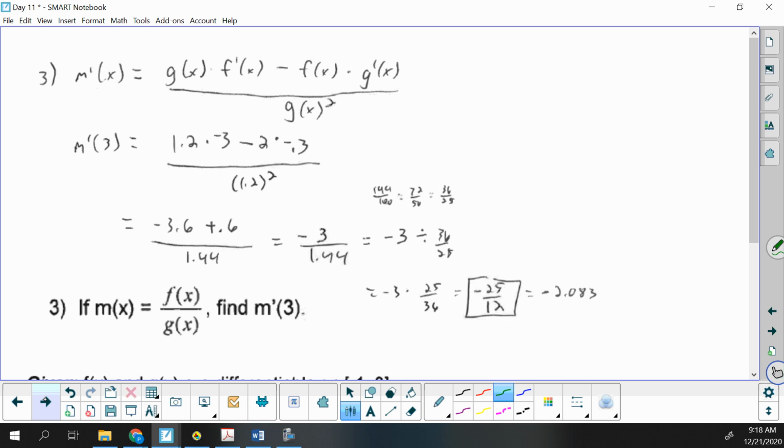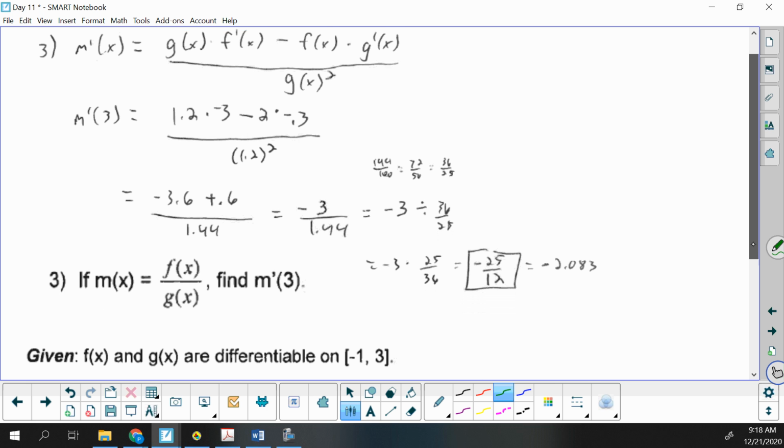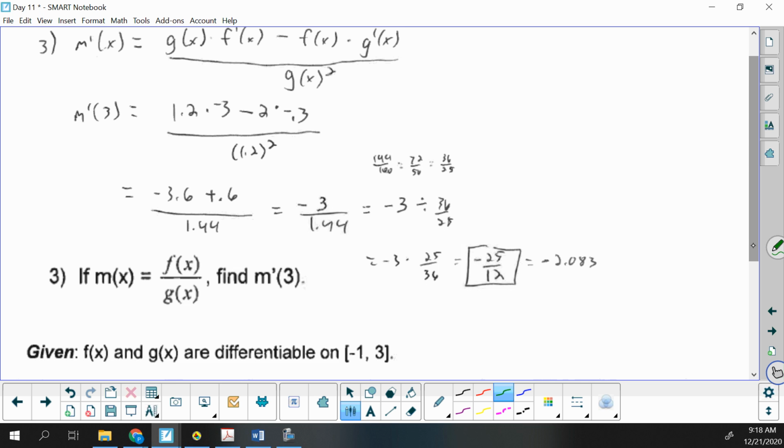3 was a similar idea, but with quotient rule in order to find your derivative of m, and we were also evaluating at 3 as opposed to 1. So at the end there, I switched the 1.44 to fraction form just to neaten it up and get an exact fraction. Remember, you could also divide it and do menu number approximate to fraction for that as well.